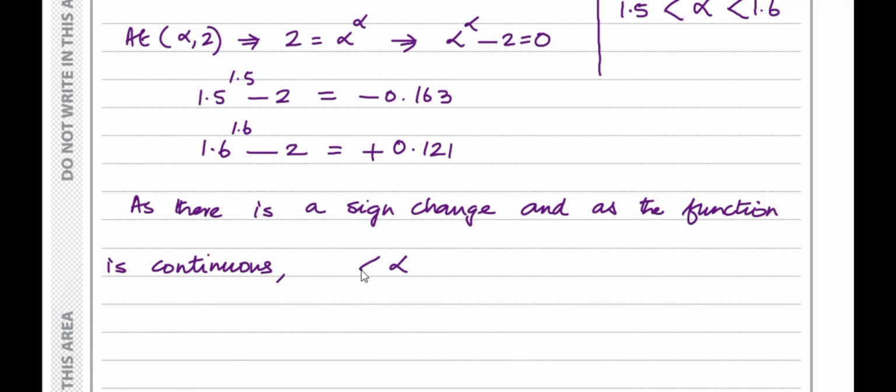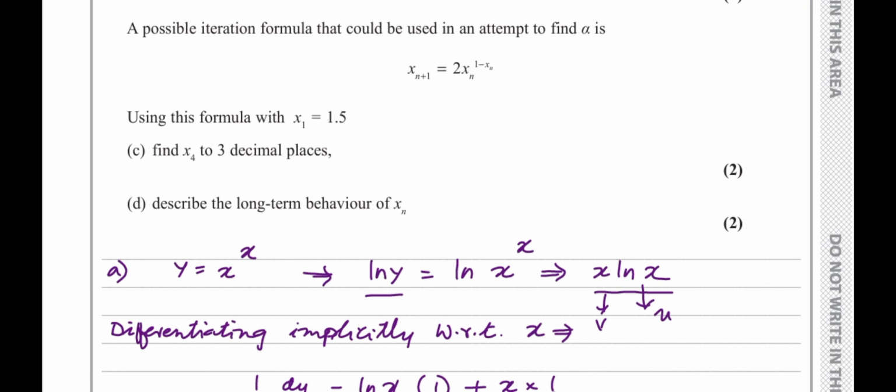Alpha lies between 1.5 and 1.6. That's it. Part C. A possible iteration formula that could be used in an attempt to find alpha is x_{n+1} equals 2x_n to the power of 1 minus x_n. Using this formula with x1 equals 1.5, find x4 to 3 decimal places.